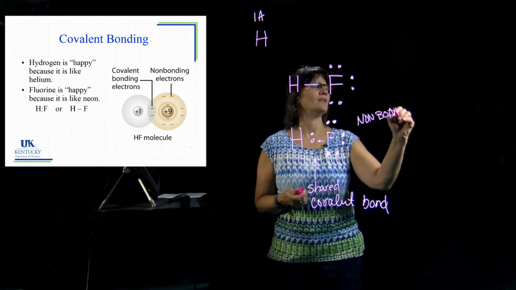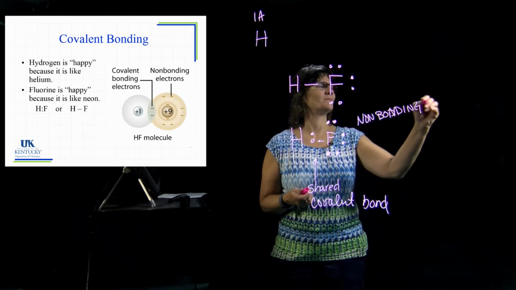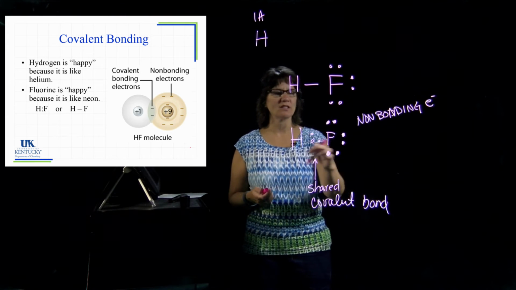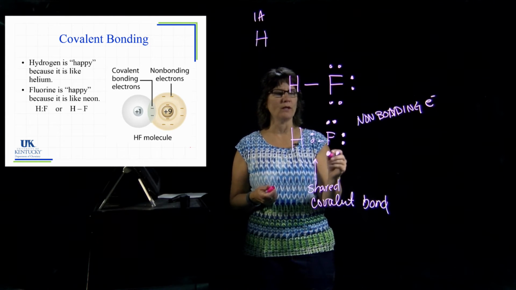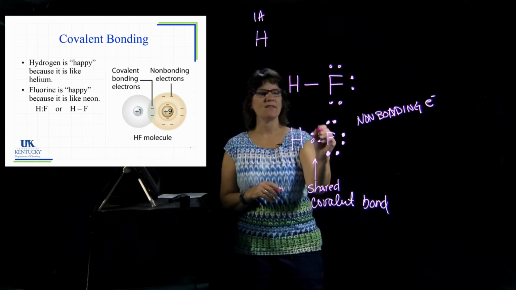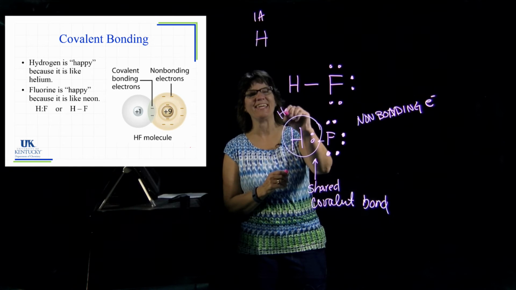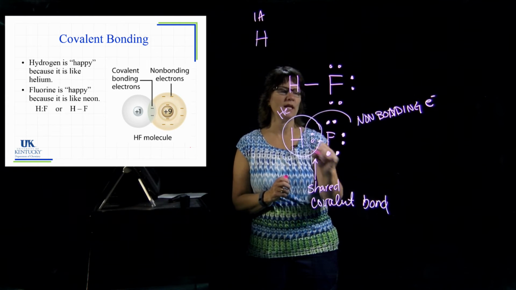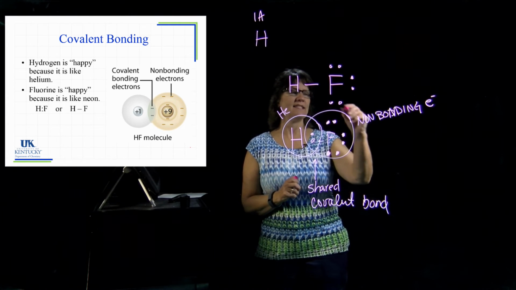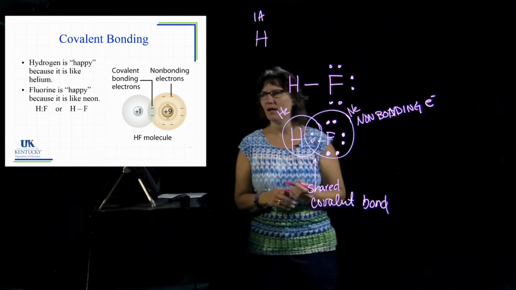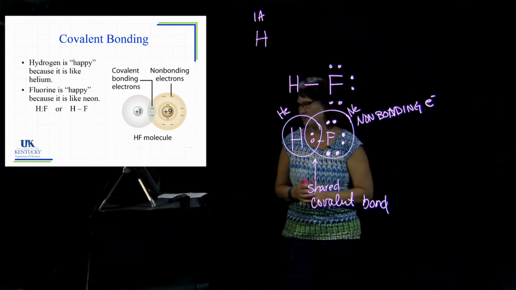They're non-bonding electrons because they're not part of a bond, but they're part of the fluorine. So when I see it this way, I see that the hydrogen has 2 electrons. He's happy because he is like helium. We see that the fluorine has 8 electrons, and he's happy because he's like neon with its 8 valence electrons.